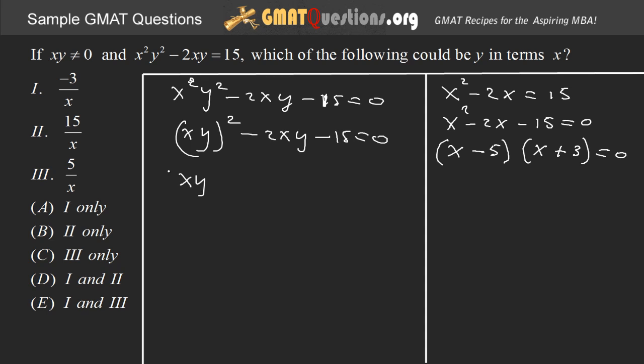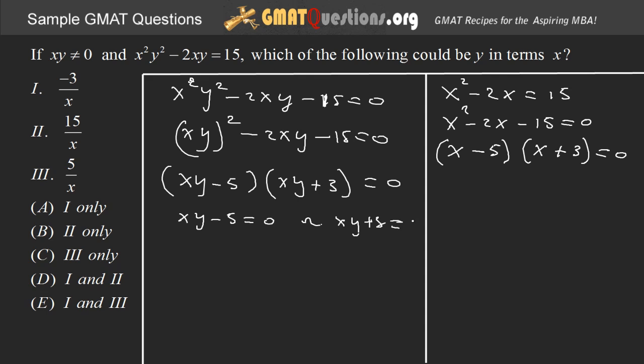All we have to do is (xy minus 5)(xy plus 3) equals 0. So this is going to give us the same thing, minus 5 plus 3. So AB equals 0 means A equals 0 or B equals 0. So we're going to have xy minus 5 equals 0, or xy plus 3 equals 0. So xy equals 5 or xy equals negative 3.